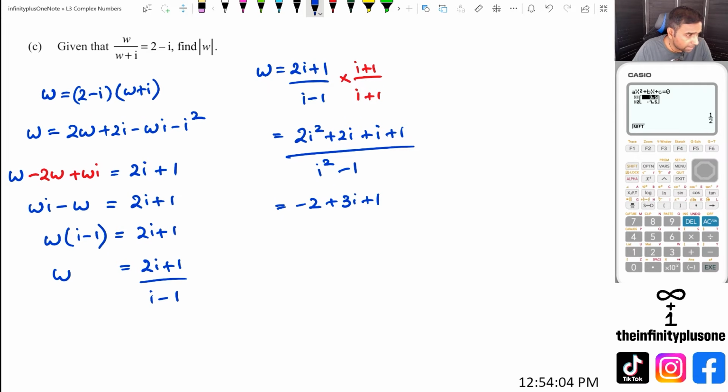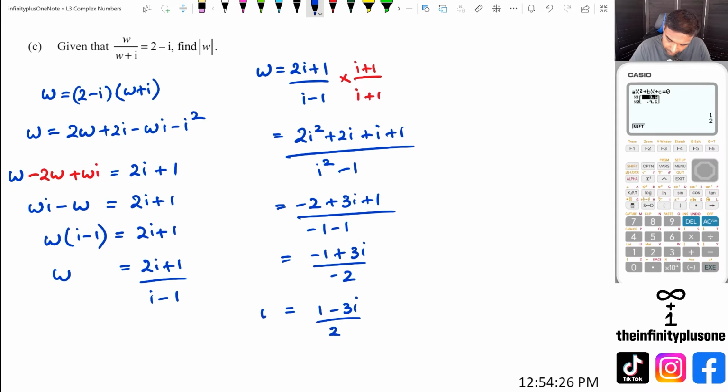Just want to double check that I'm actually on the right track here. Divided by i squared is negative 1, minus 1. So I end up with negative 1 plus 3i divided by negative 2. And I can rewrite this as 1 minus 3i over 2. So now this is pretty much my w, which is a half minus 3 over 2 i. And once I have that, I should be able to find the modulus.